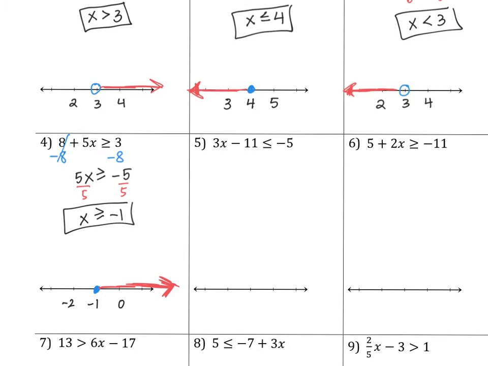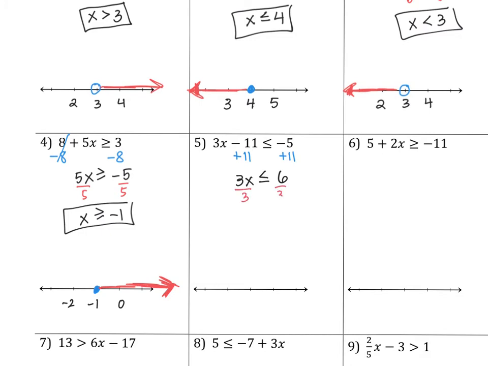Okay, let me go to 5. 3x minus 11 is less than or equal to negative 5. Since the x is by itself, I'm going to cancel the minus 11, so I'll add 11. Bring down the 3x, bring down the inequality. Negative 5 plus 11 is going to be positive. 11 minus 5 is 6.